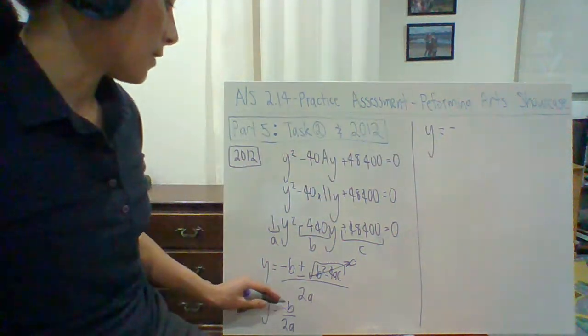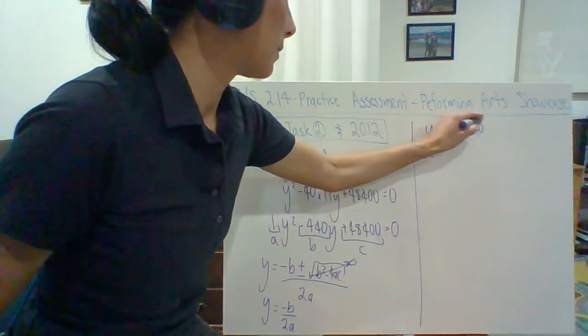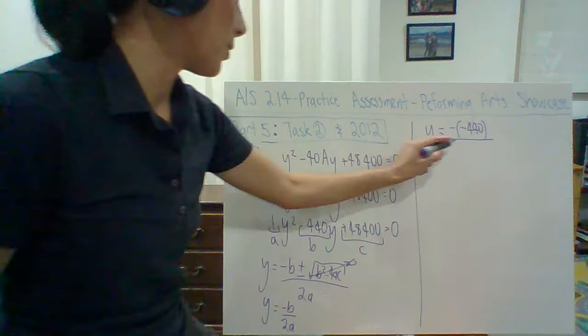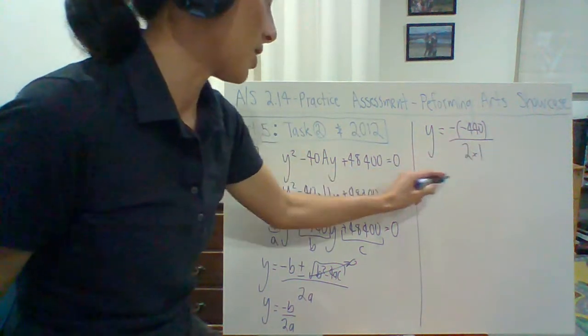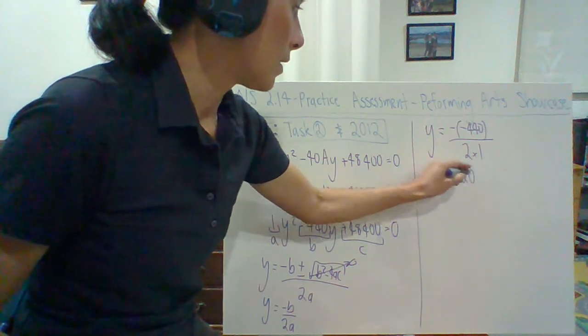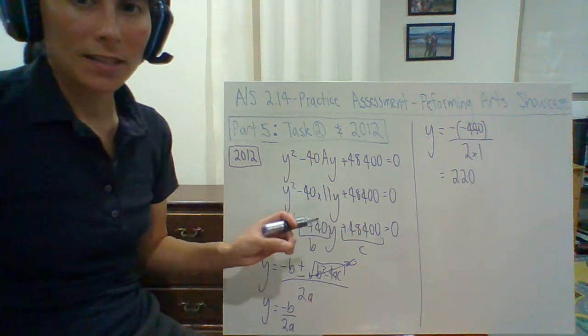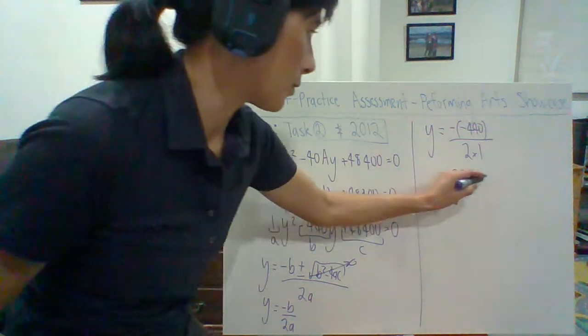So it's negative negative 440 all divided by 2a, which is just going to be 2 anyway. So then that's going to give us 220. So remembering what this is, so this is the number of adult tickets sold.